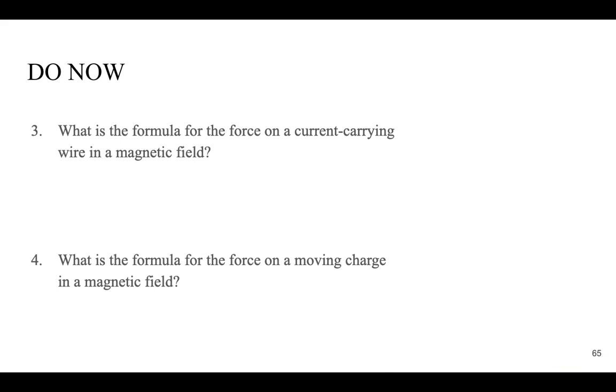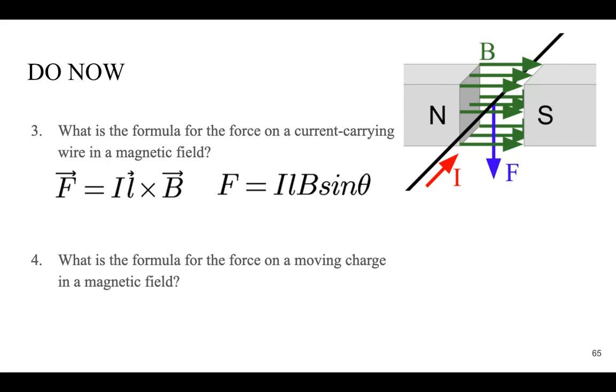So what is the formula for the force on a current-carrying wire in a magnetic field? F is equal to I L B sine theta. Ignore the cross product one because we're not going to do the real vector math in here. There'll be some stuff with vectors, but we're not going to do the vector math that way. So yeah, here's our formula for that.